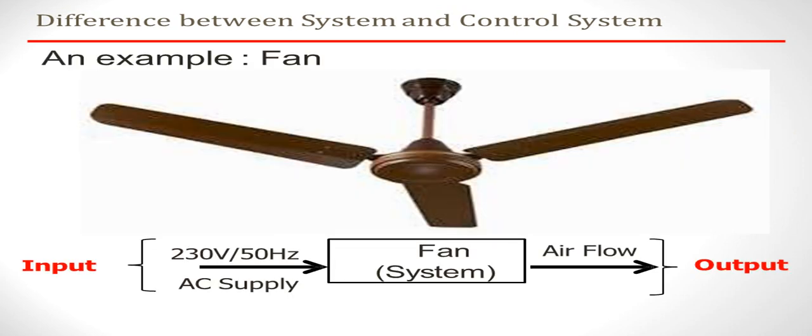So here is an example to show you the difference between system and control system. The example is from our day-to-day life. You can see a fan, a picture of fan here. So as we know, the fan requires the AC supply, that is 230 volt AC voltage and 50 Hz frequency. And here our system is the fan, and whatever output we want is the flow of air.